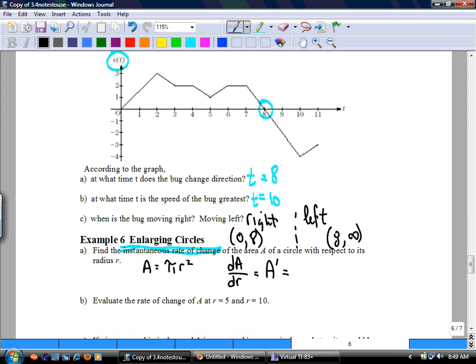So pi is a constant. Everybody write the pi symbol down, put your thumb over it. What's the derivative of r squared? 2r to the 1. So we get 2 pi r. Hey, Mr. App, as you increase the area, what has to increase? The circumference.